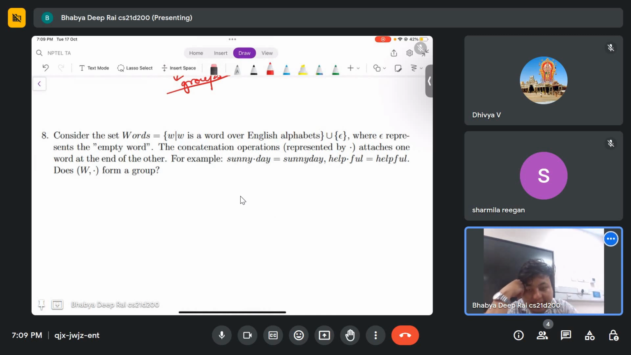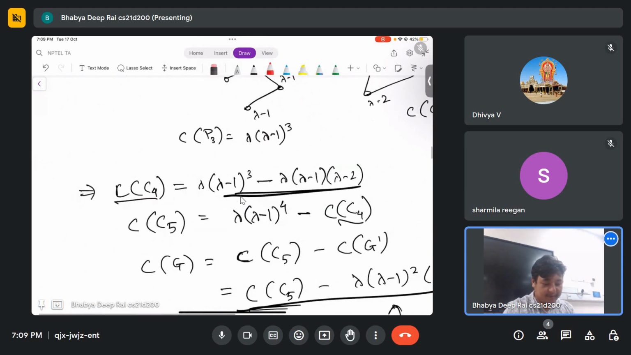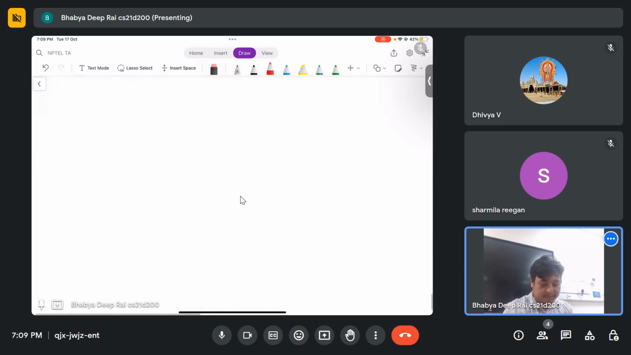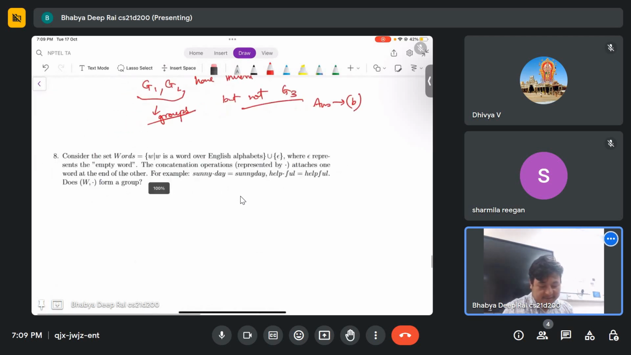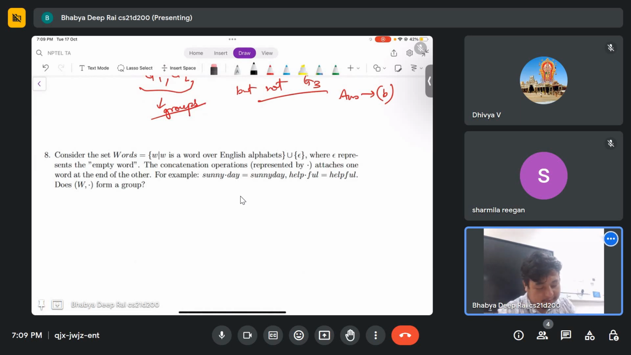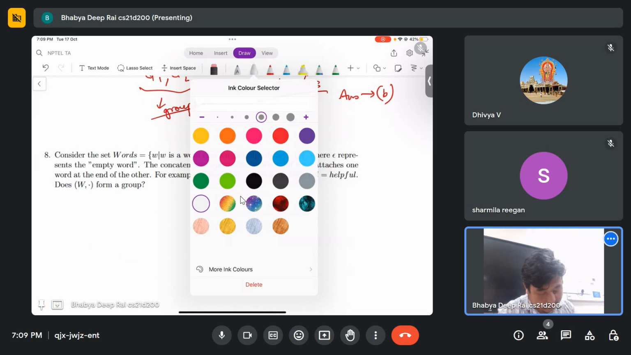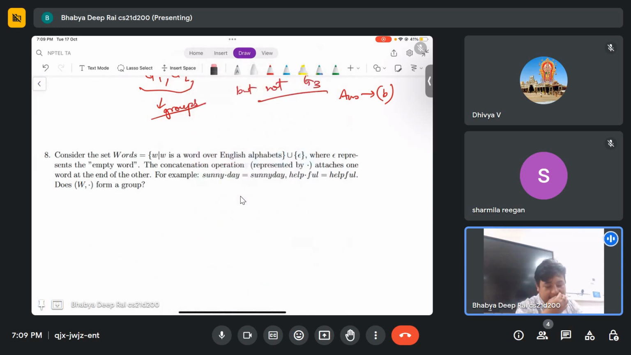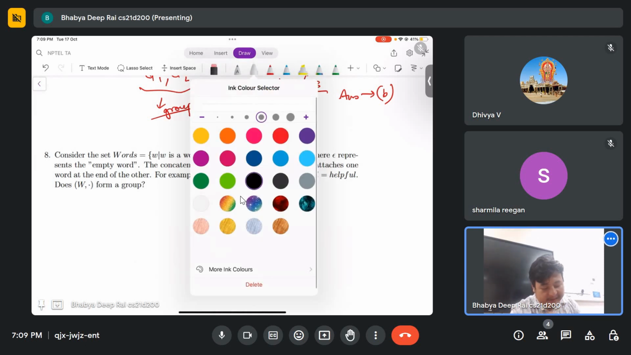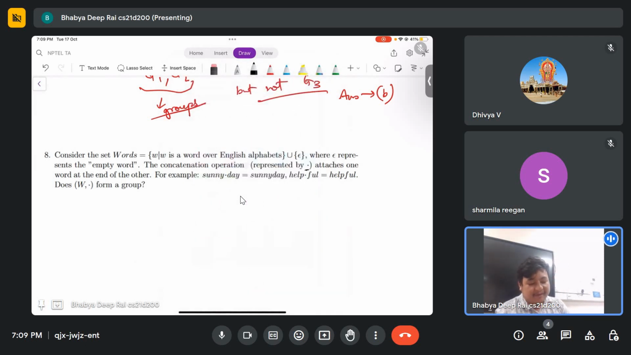The concatenation operation, represented by a single dot, attaches one word at the end of another. For example, sunny dot day equals sunny day, help dot full equals helpful. The question is, does W with the concatenation operation form a group? Does it form a group? That is my question.